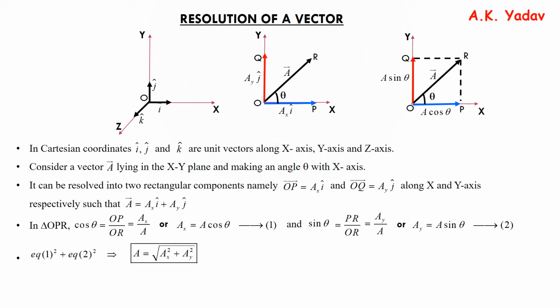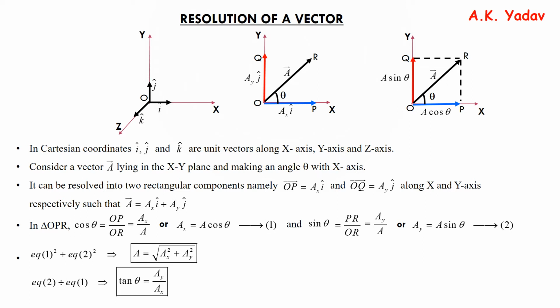So from equation 1 and 2, if I square both the equations and add them, I get A equals under root of Ax square plus Ay square. Now I hope with this you must have understood how I can find the magnitude of a vector. And if I divide equation 2 by 1, we get tan theta equal to Ay by Ax.